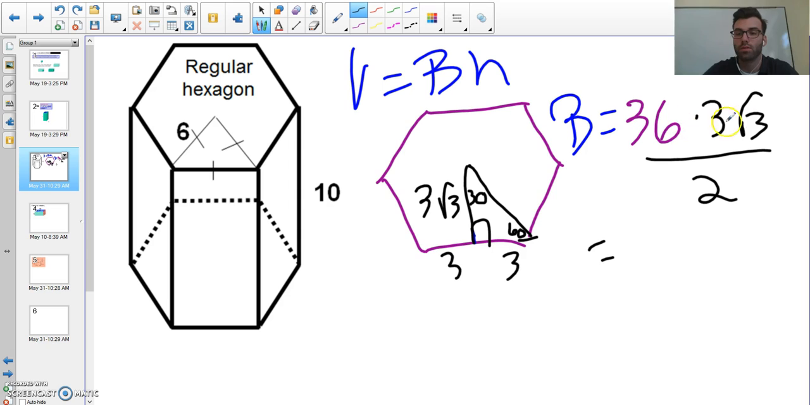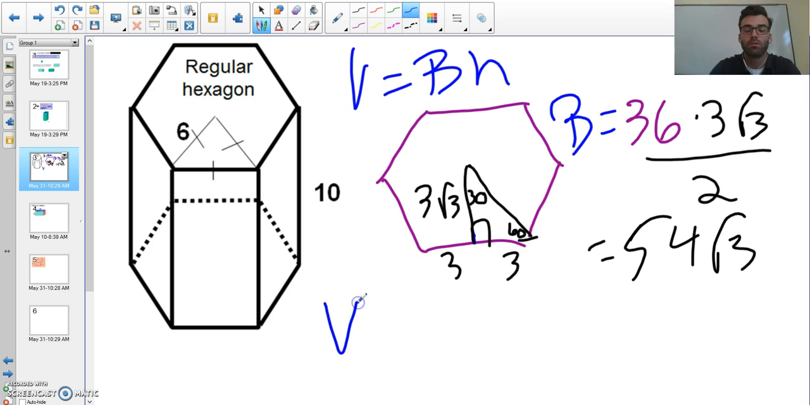So you do 36 times 3 divided by 2. And remember, do the 36 times 3 first, and then divide that by 2. Don't try to do it all at once. And you should get 54 root 3. Remember that 54 root 3 is your capital B. That's the area of your base.